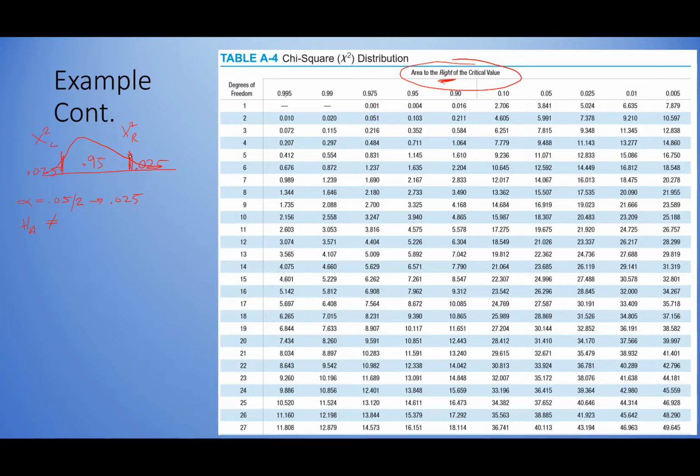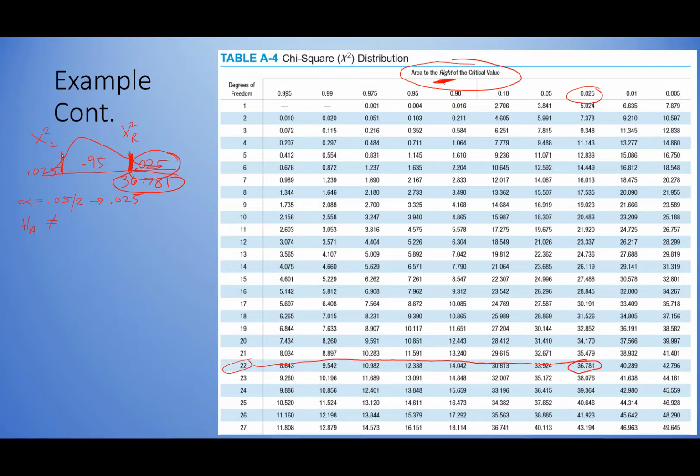So when I look up my chi-squared right value, I have an area of 0.025 to the right of it. Across my top here, I would come to my area of 0.025, and then my degrees of freedom for this problem, I think, were 22. I think our sample size was 23. So I would come down to row 22, and my right critical value is 36.781. Okay, that's my chi-squared right critical value.